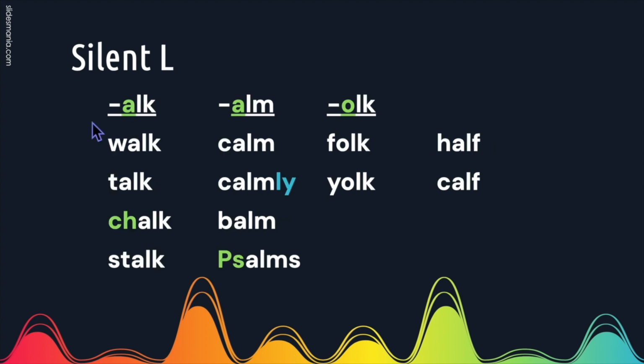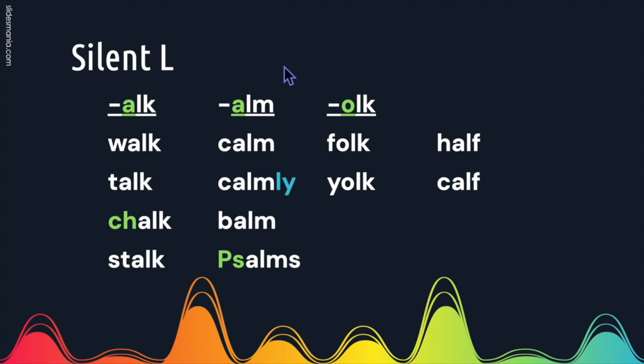Most words with a silent L will follow one of these 3 patterns. In the first column, I have words ending in ALK. In all of these words, the A will take on its broad sound of ah. So we have walk, talk, chalk, and stalk. In all these words, the A has its broad sound of ah, and the L is silent.